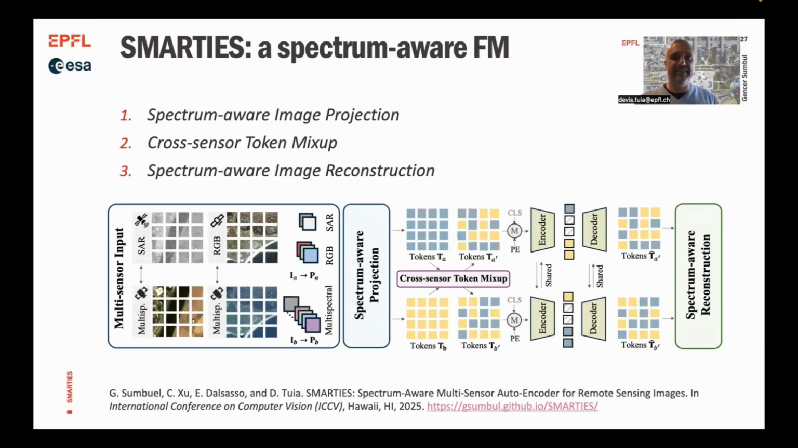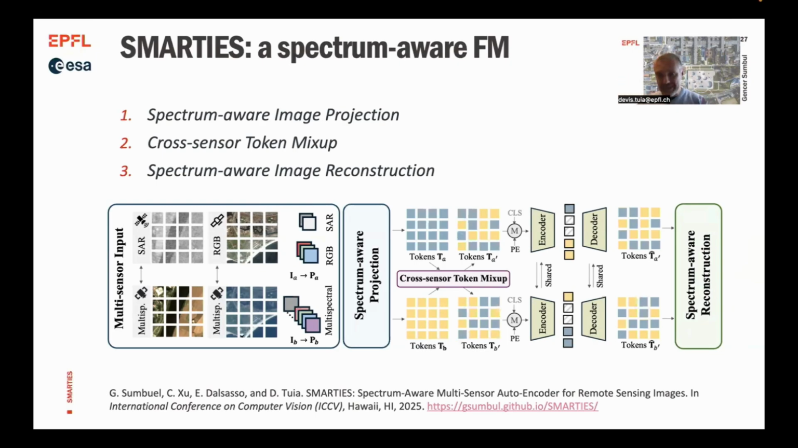Okay, we have three parts. The first part is what we call the spectrum-aware image projection. So we'll try to project our sensor data into sensor-specific tokens. Then in the second part, we will have a cross-sensor mix-up to increase the robustness of the approach.